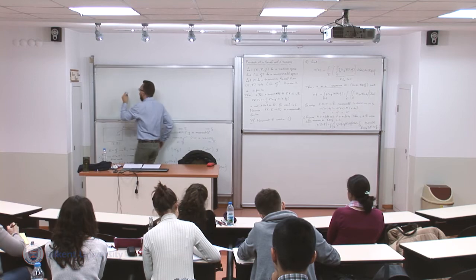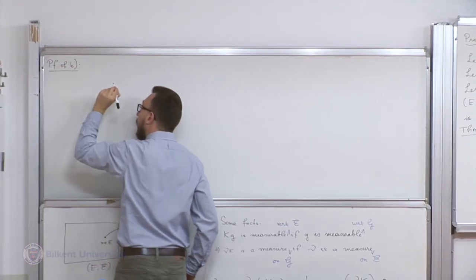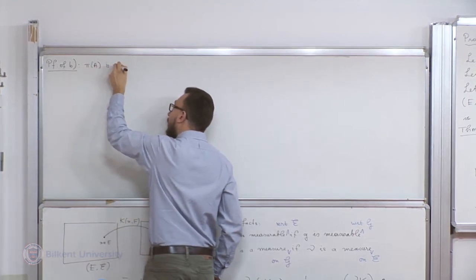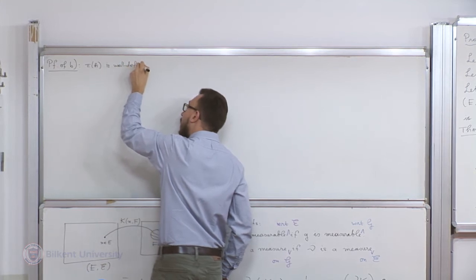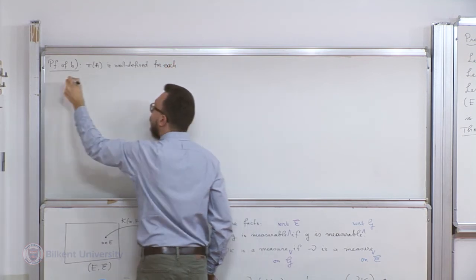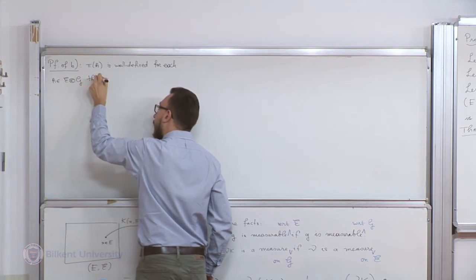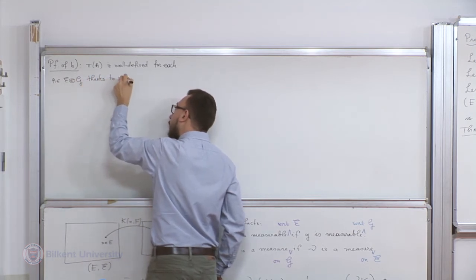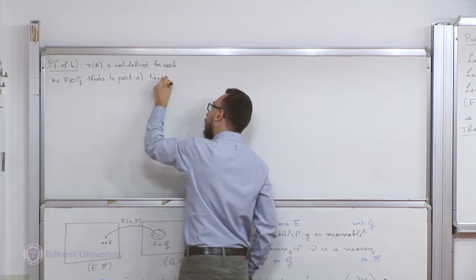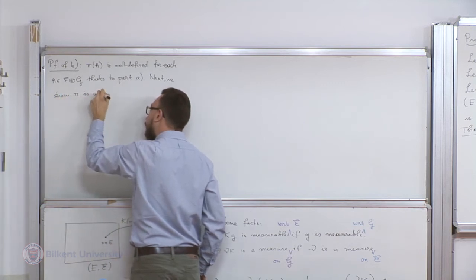Let me write proof of B. Okay. So first, pi of A is well-defined for each A thanks to part A. Next, we show it is a measure. We show pi is a measure.